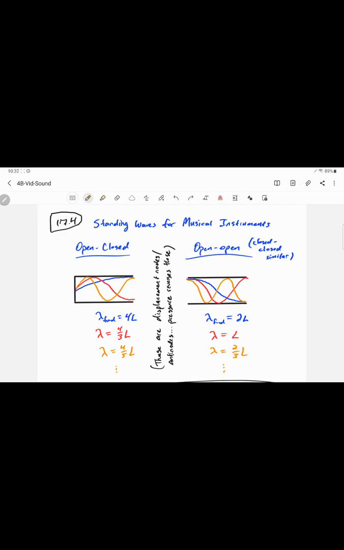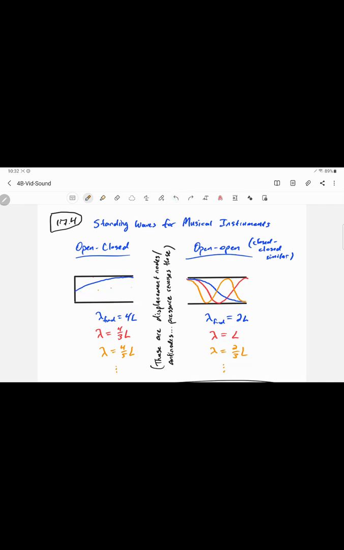You'll notice that there's a displacement node right there, and a displacement antinode right here. But then there's also another node right there. So this is at one moment in time. What the wave is going to look like a quarter cycle later is just going to be flat. And then another quarter cycle, it looks like this.